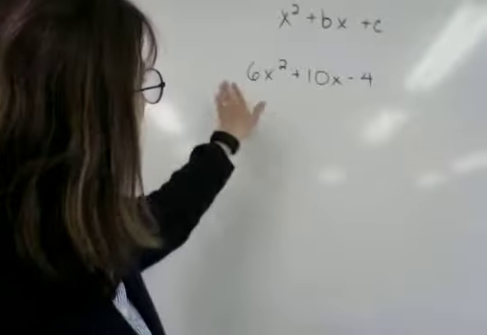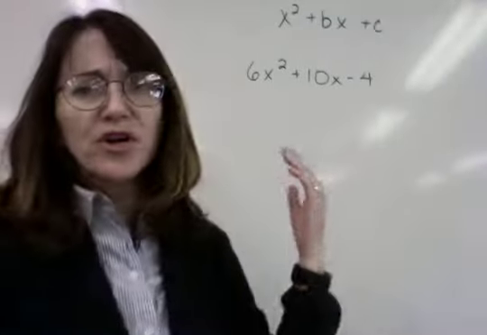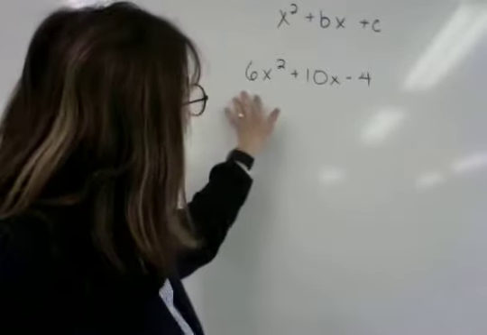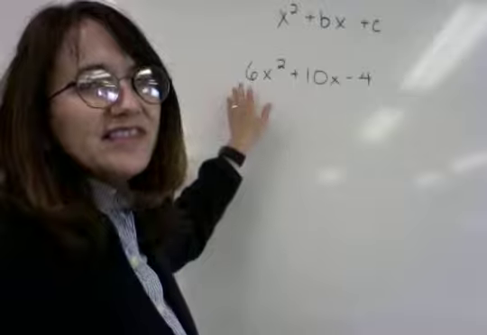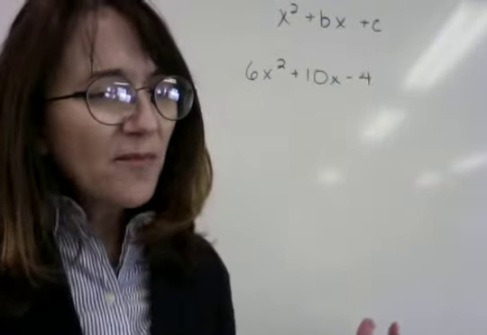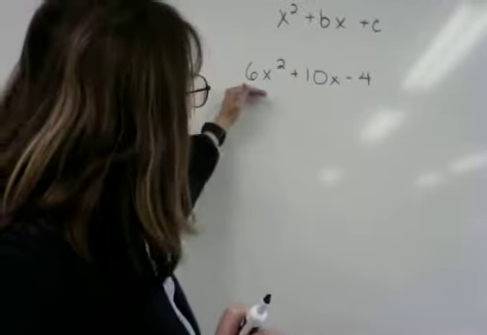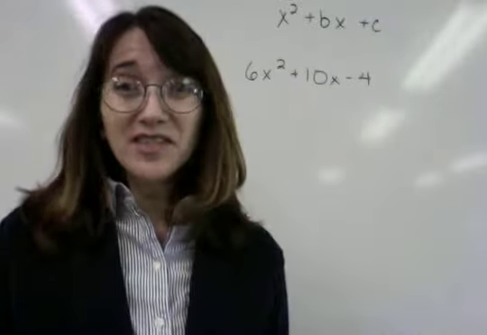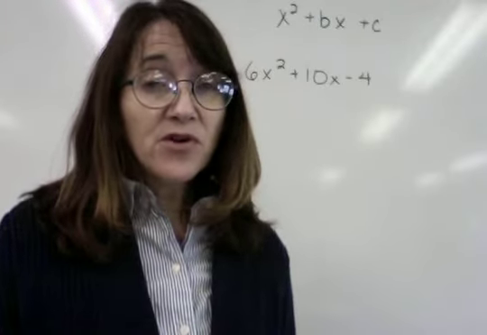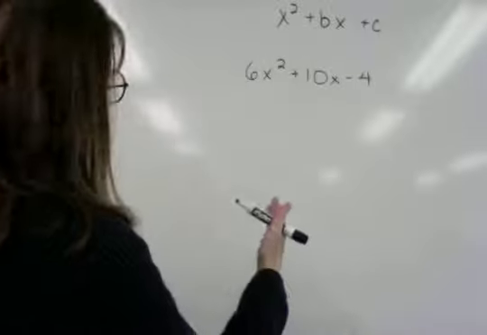So if I go through here, there is a common monomial there screaming out my name. I have a 6x squared, I have a 10x, I have a 4. What is a common monomial? What is a number that I could divide into both of those? Well, they're all even numbers, so ding, ding, ding, right? That common monomial would be a 2. So that's what I need to just go ahead and take out.